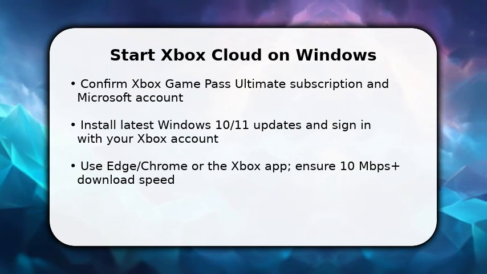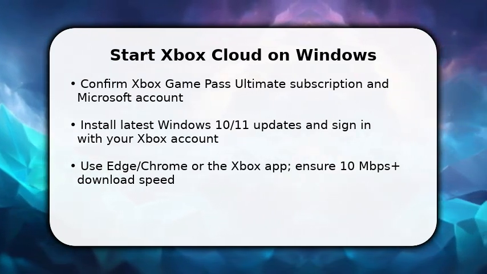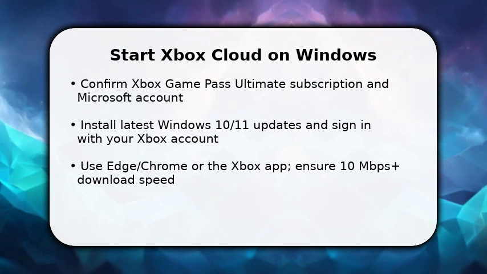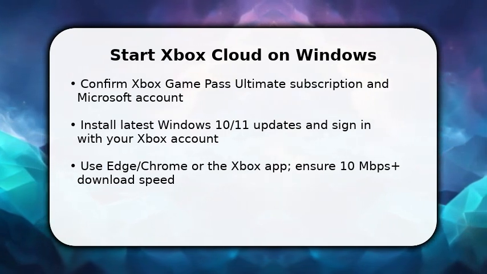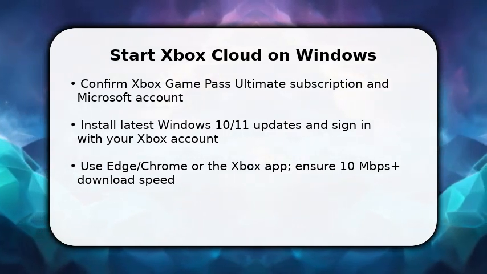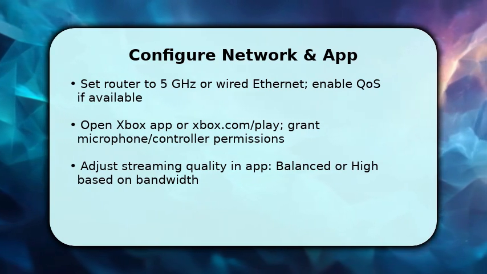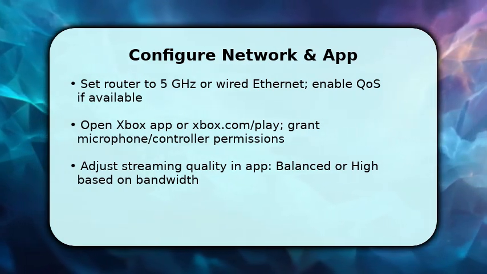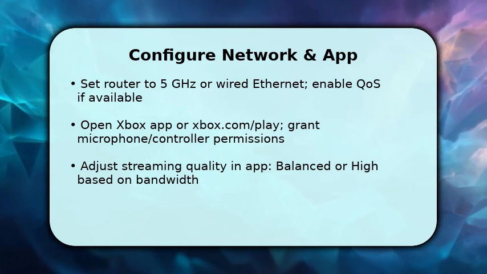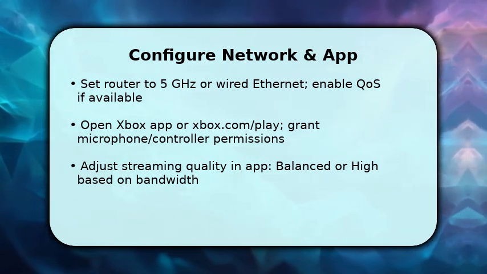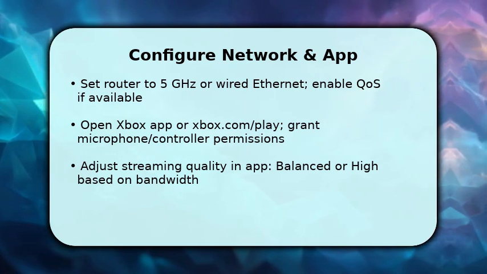Make sure your network meets the speed target. Aim for 10 Mbps or higher, and prefer a wired or 5 GHz Wi-Fi connection for stability. Now configure network and app settings so streaming is smooth. First, switch your PC to wired Ethernet or 5 GHz Wi-Fi and enable RouterCo S to prioritize gaming traffic.